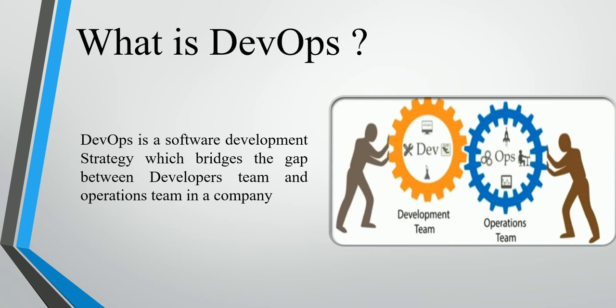Coming to DevOps, DevOps fills the gaps between the developers team and the operations team. Let us see the definition. DevOps is a software development strategy which bridges the gap between the developers team and the operations team in a company. And here Dev stands for development team and Ops stands for operations team.